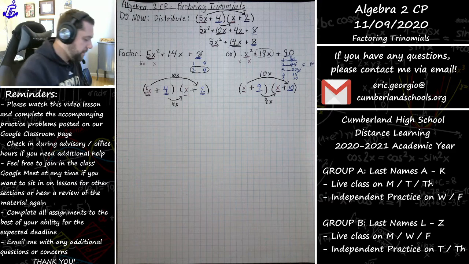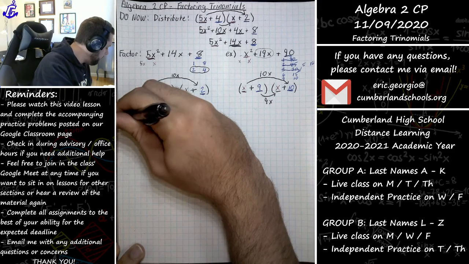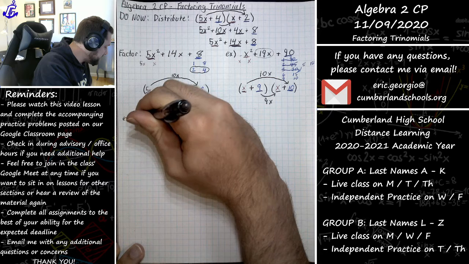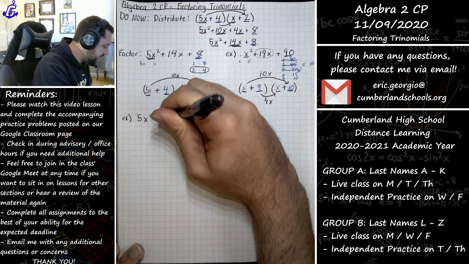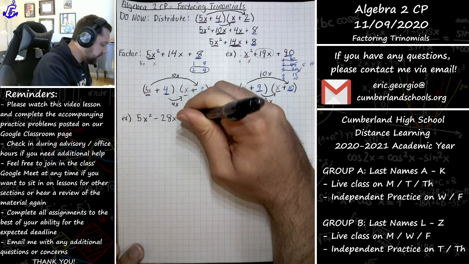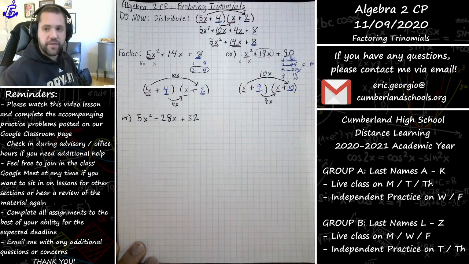All right, let's do some more. Ready? How about 5x squared minus 28x plus 32? All right, I like this problem a lot.